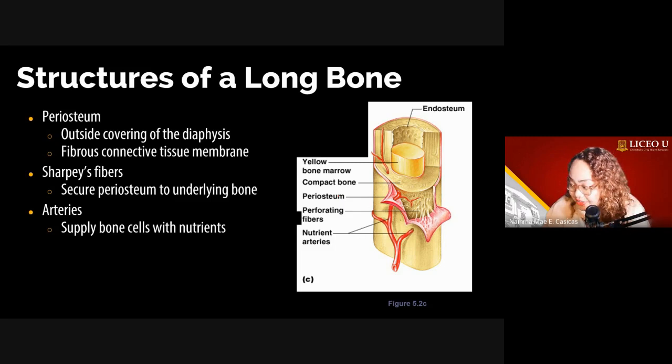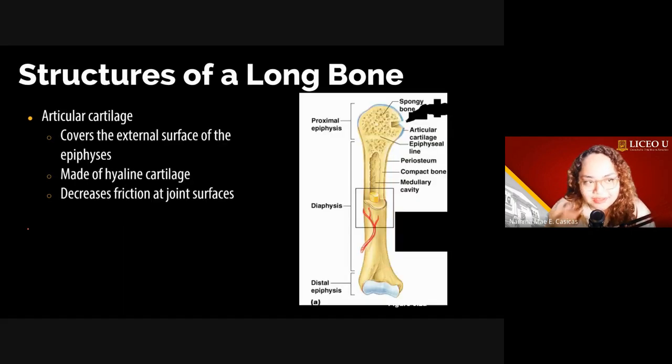So it helps in the protection of your bones, no? And then you have your Sharpey's fibers, which secure the periosteum to the underlying bone. These fibers right here. And then, of course, your bones would have arteries because blood needs to be supplied to these bones for nutrition. Without nutrition, the bone is dead. So it is important to have arteries that supply nutrient-rich blood to your bones.